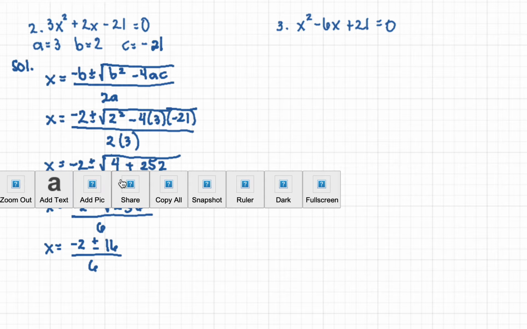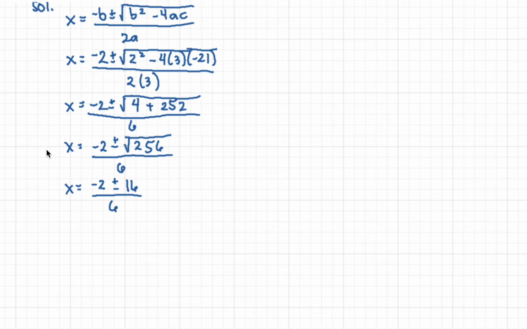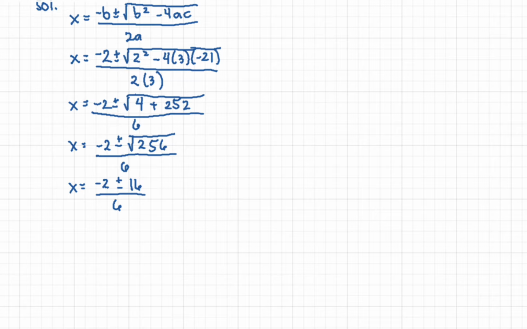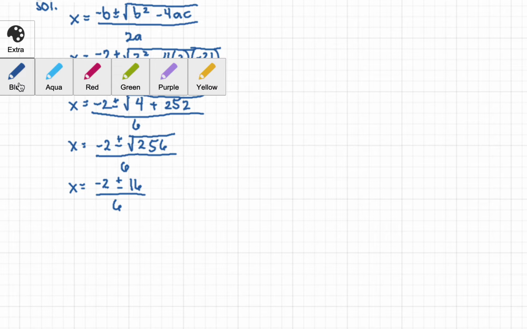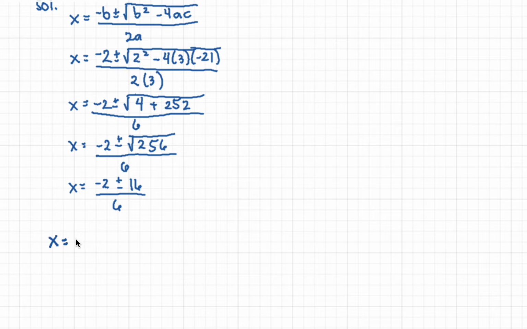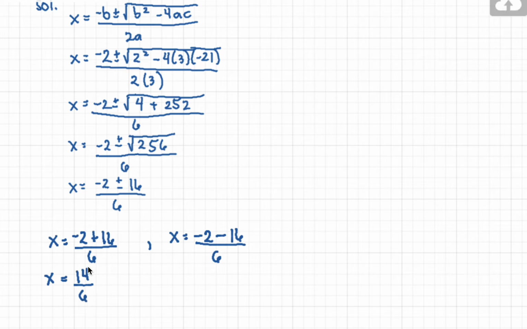Okay, so we can go ahead and solve. So, we'll have x is equal to negative 2 plus 16 over 6. Tapos, yung isa naman is x is equal to negative 2 minus 16 over 6. So, we'll have x is equal to negative 2 plus 16 is 14 over 6. So, simplify natin siya. Divide both by 2. So, we'll have 7 over 3.